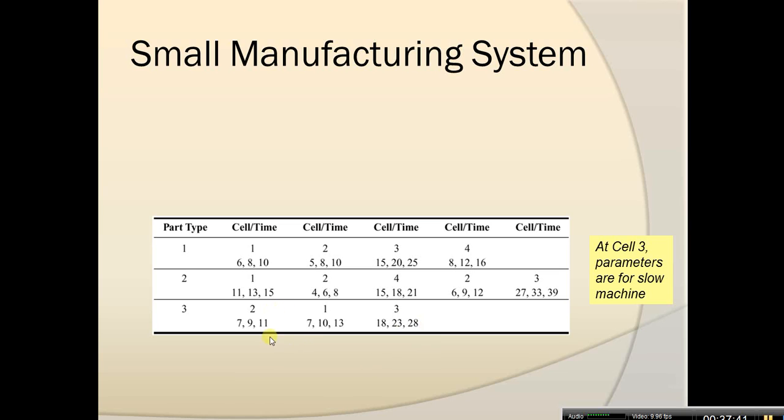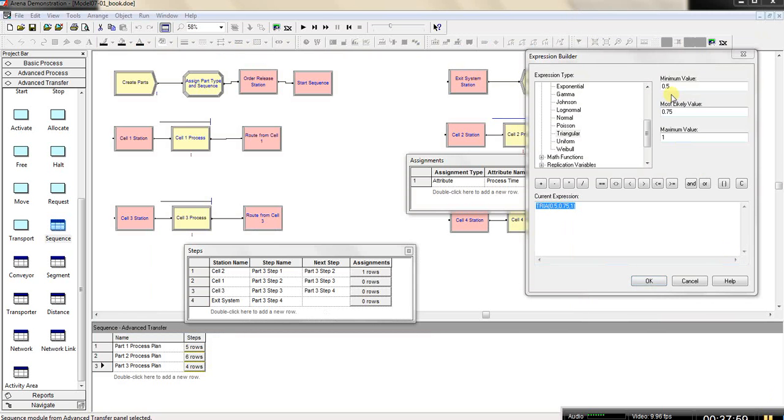And actually we did have 7, 9, and 11, which is great. So the next one is 18, 23, and 28 for the part 3 cell 3 process time. So let's do that, and that's what we're getting: 8 for the minimum value, and then 23 as the most likely, and then 38 as the maximum.